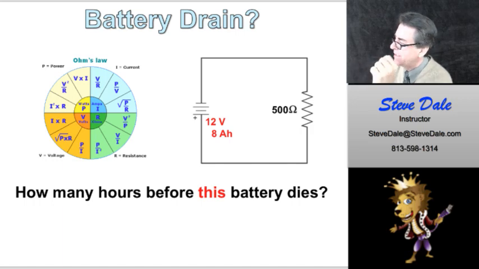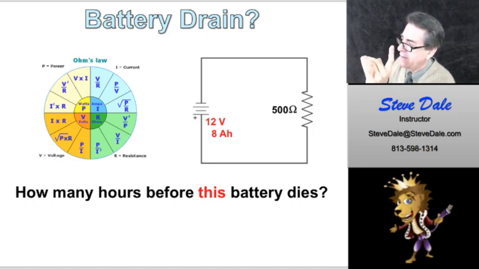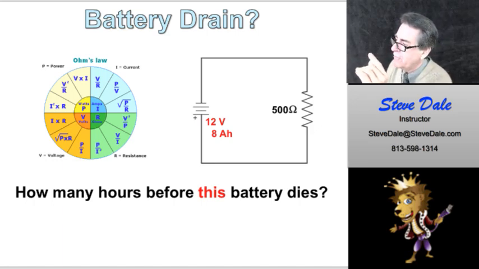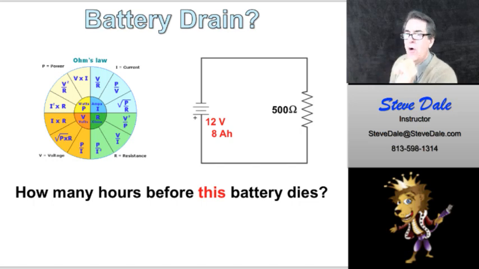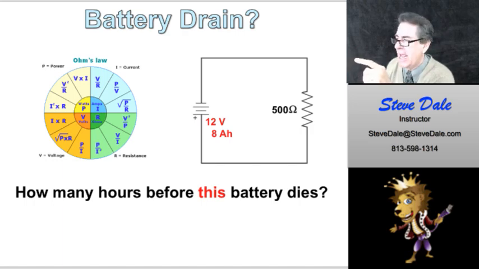So here's a typical question. How many hours before this battery dies? Now, one thing you have to look at here, you see 12 volts, 8 amp hours. Don't get that confused with a circuit that has 12 volts and 8 amps running through it, okay? That's not the case. It is an AH. Okay, that's amps per hour.